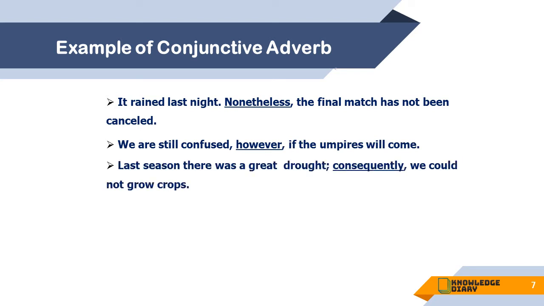You can get ideas of conjunctive adverbs from these sentences. It rained last night. Nonetheless, the final match has not been cancelled. We are still confused, however, if the umpires will come. Last season there was a great drought, consequently, we could not grow crops. We underline some words like nonetheless, however, consequently, which are used as conjunctive adverbs in the above sentences.